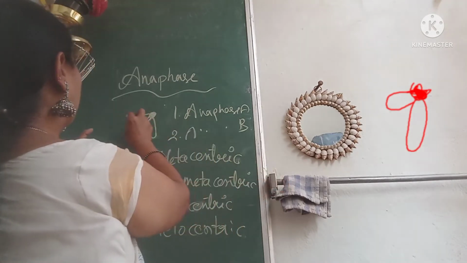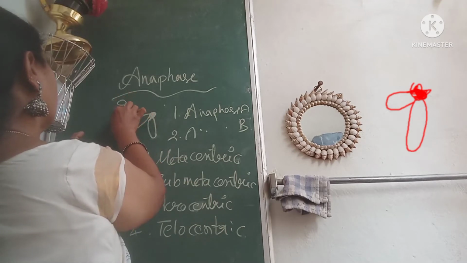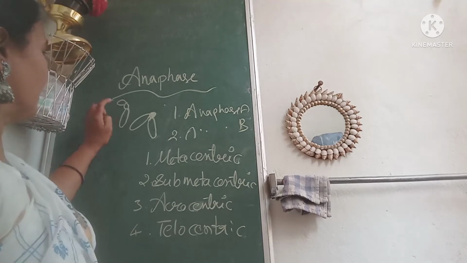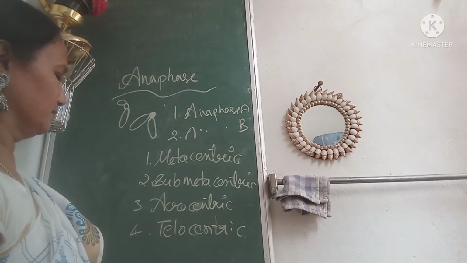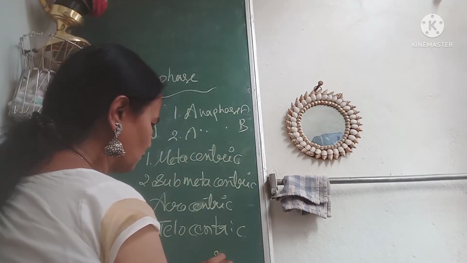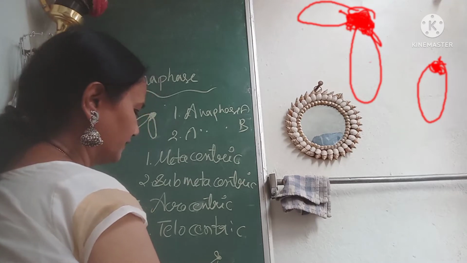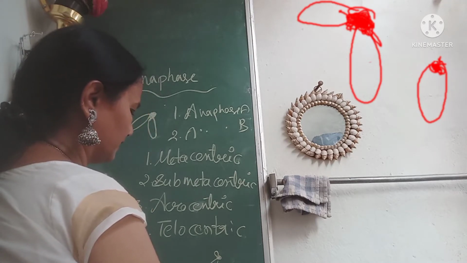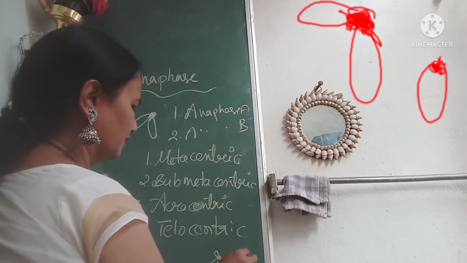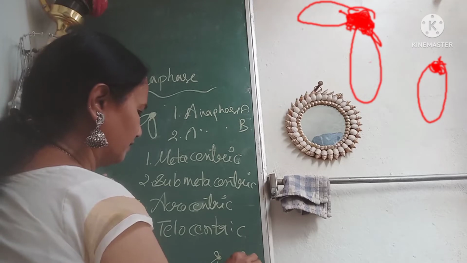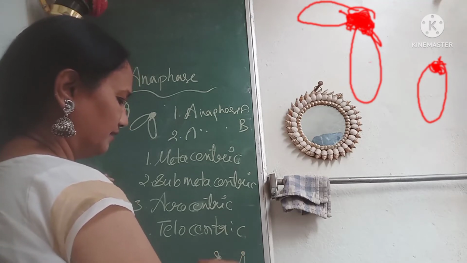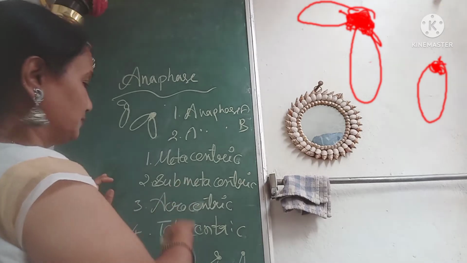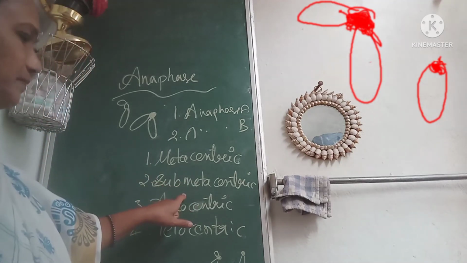Submetacentric means one side is very short and the other side is a little longer. Acrocentric means the centromere is near one end, with one arm very short and the other very long. Telocentric means the centromere is completely terminal, and the short arm is not visible at all, so it looks like only one arm is attached. So these are the different shapes we can see here.